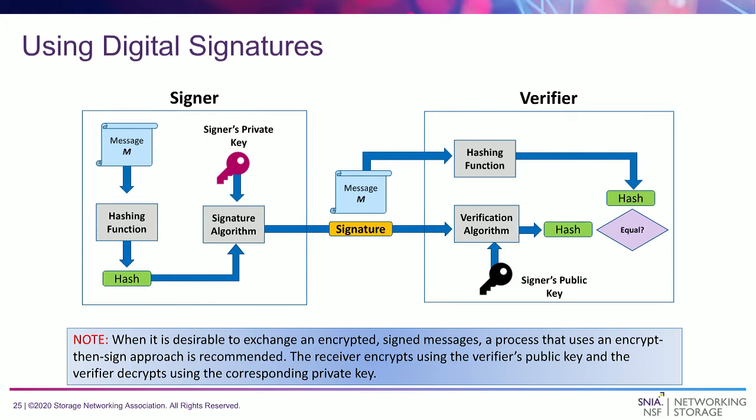It turns out that with this approach, the message is basically in the clear. So there is a process you can use if you also want to encrypt the message. There's a recommended process, essentially the encrypt-then-sign approach. The part of the message that goes into the hashing function is encrypted, so that the signature is on the encrypted component.